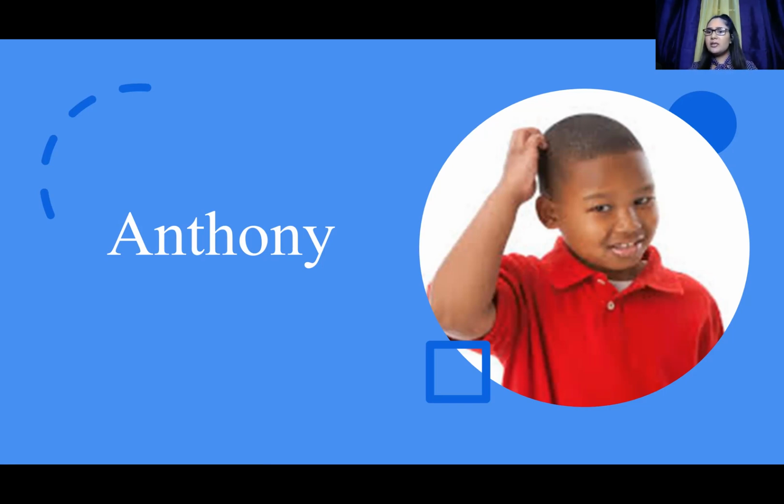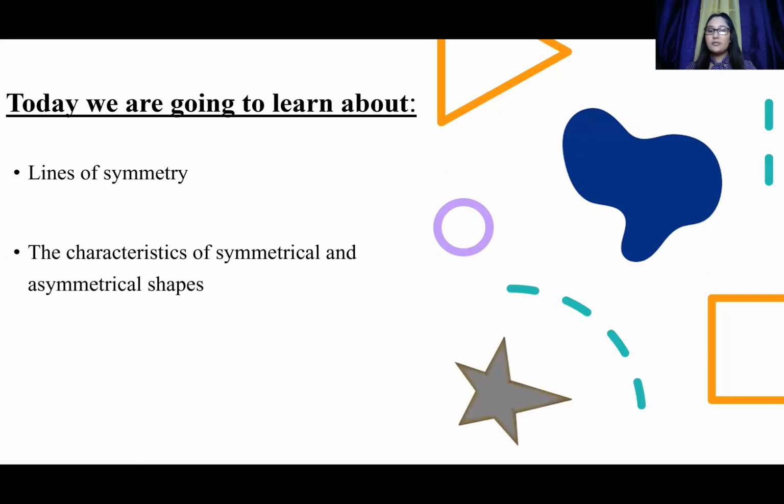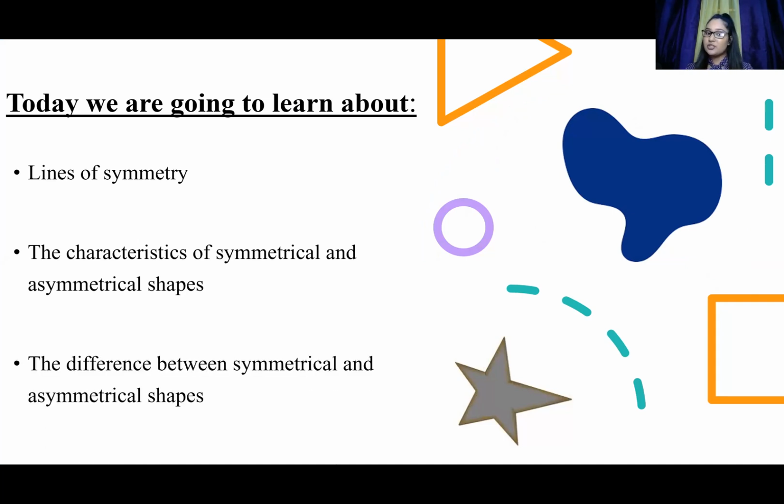But we didn't learn this as yet. So what do y'all think we're going to do today? Right, we're going to learn about the lines of symmetry as well as symmetrical and asymmetrical shapes, so we can help Anthony with his project, right? Today we are going to learn about lines of symmetry, the characteristics of symmetrical and asymmetrical shapes, and the difference between symmetrical and asymmetrical shapes. Before we continue, does anyone have any questions, any concerns, anything you want to clear up before? Okay, great.